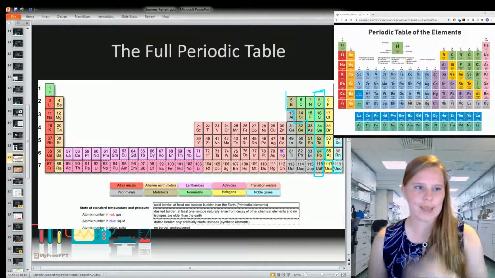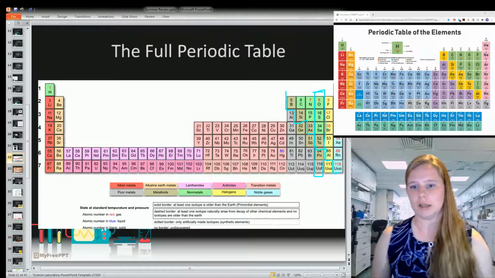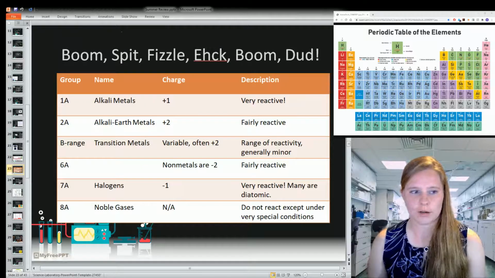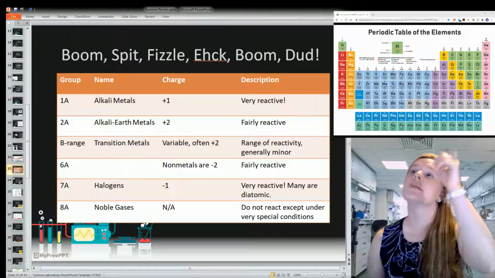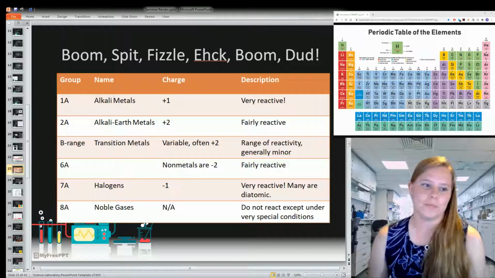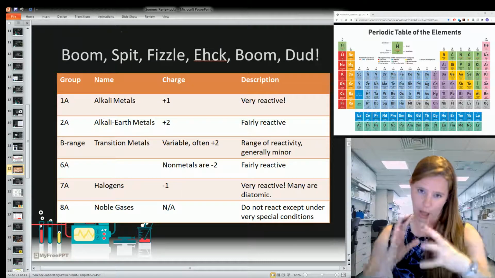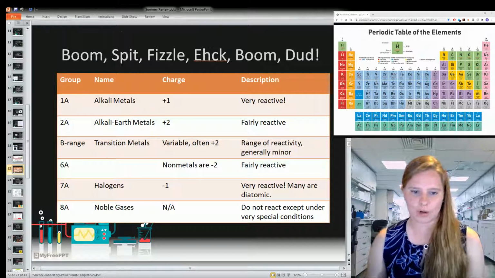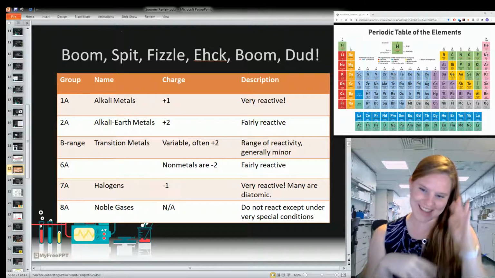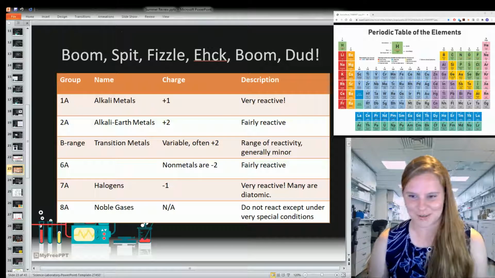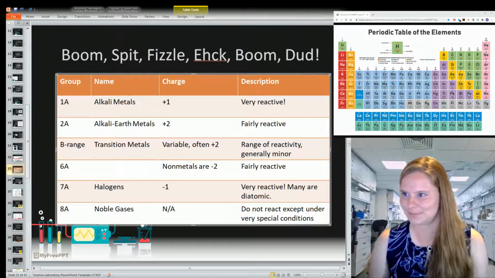Okay, so I say 6A is -2, but it only includes down to that staircase. All right, so there you go. Then halogens, -1, super reactive, another boom, and noble gases. I put NA, okay? They're noble gases, they're noble, they stick their nose up in the air, and they do not react. So generally, you can force them to react if you put a lot of energy into it. Generally speaking, they're not going to react, okay? So those are noble gases, don't react, I call them duds. Okay, so boom, spit, fizzle, boom, and dud. They don't react.